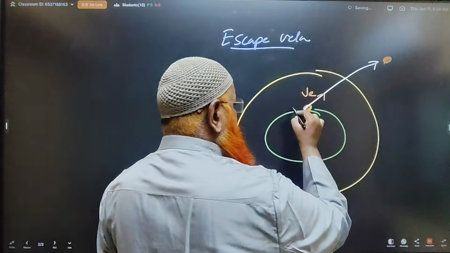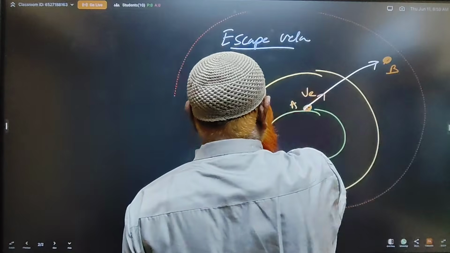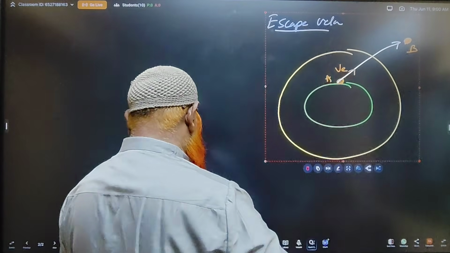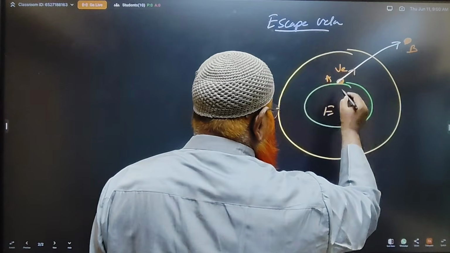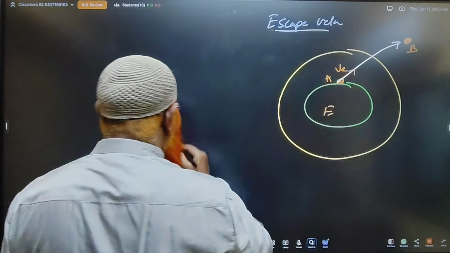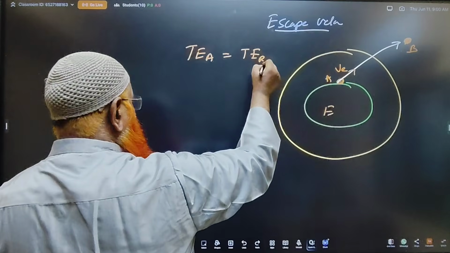Okay, so let us take this point as A and this point as B now, and let us derive what is said to be escape velocity. So here, this is the earth. This is position A. There is position B here. So total energy at A is going to be equal to total energy at B.